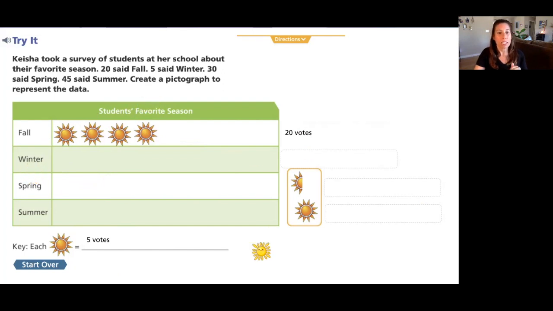Ooh, I did some multiplication, awesome. Okay, for winter, only 5 said winter was their favorite. Okay, so I only need one sun because each sun represents 5. So I'm going to put 5 votes. Okay, moving on to spring.